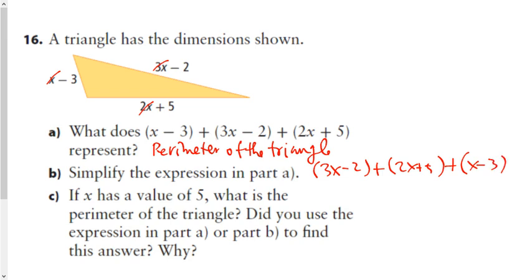Then I would have gathered like terms. 3x, 2x, and x is 6x. -2, +5, -3 is 0. So the perimeter would equal 6x if I actually gathered all of those sides together.